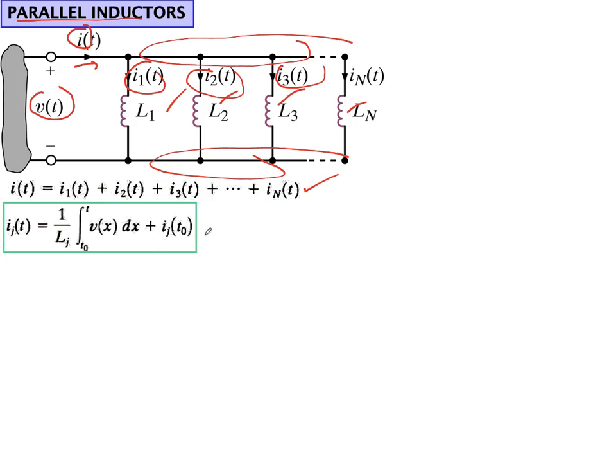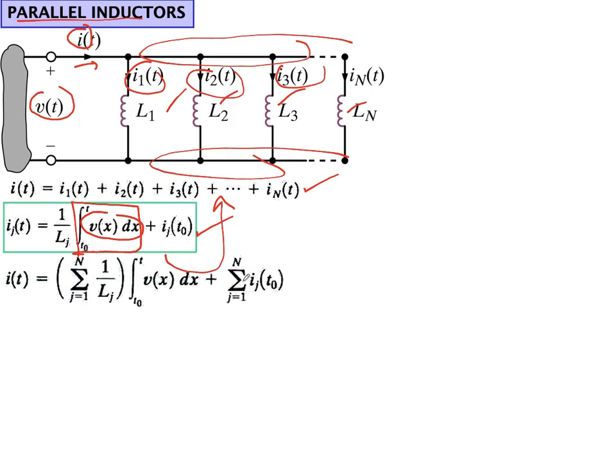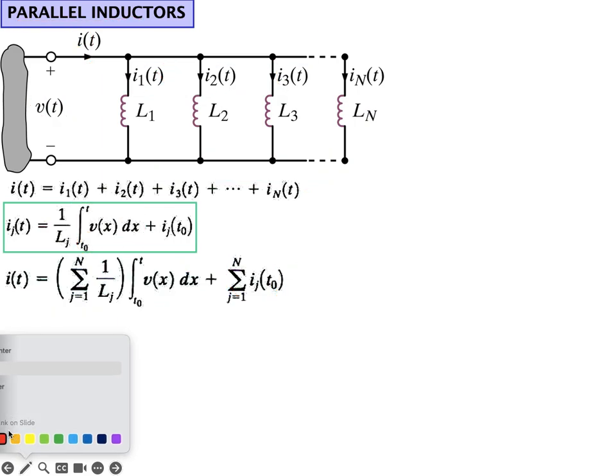Since we know that current through an inductor is defined by this expression, and since voltage is common, this integral will be the same for all the cases. So we replace this expression in this expression, and we end up with this expression. Here we can see this voltage is common, and all these inductances are added together using this expression, and all the initial currents are added as well, just like we did for the case of capacitors.